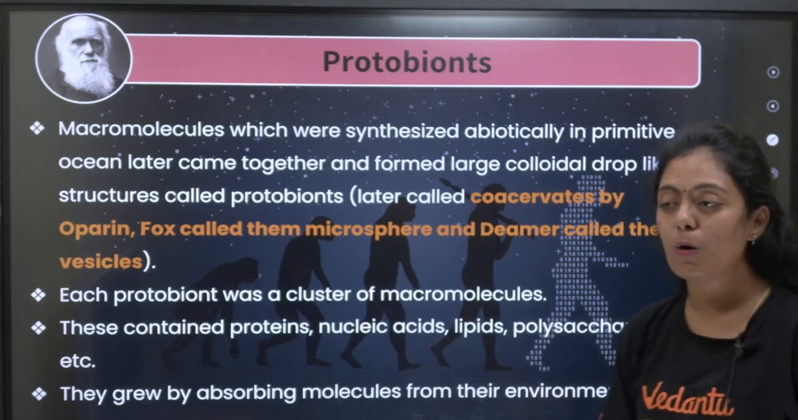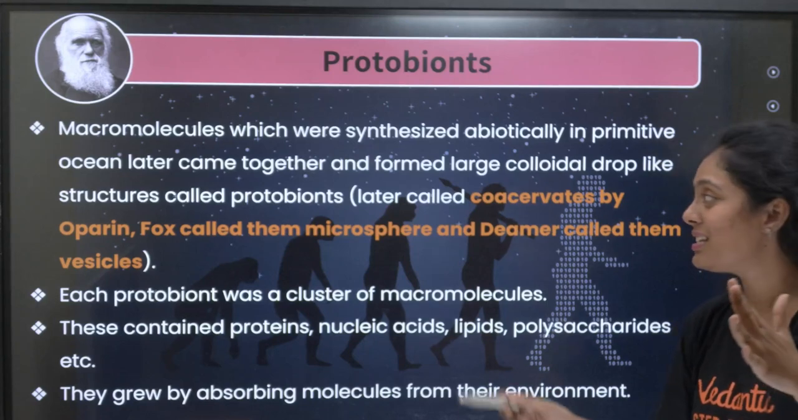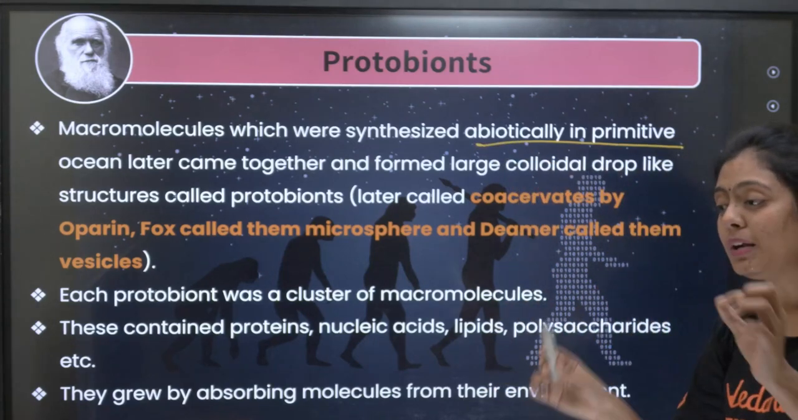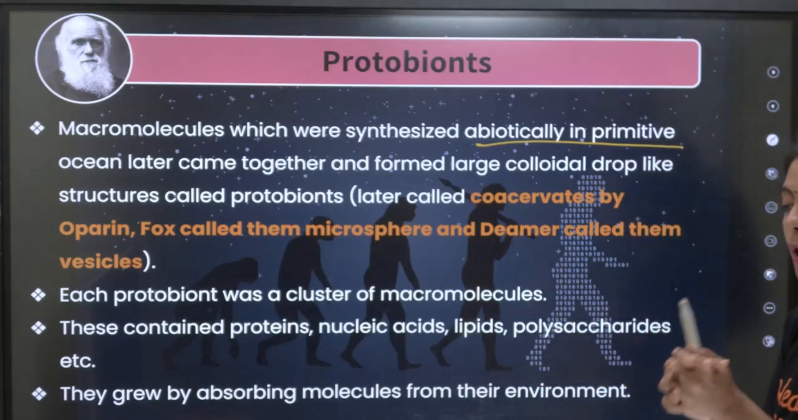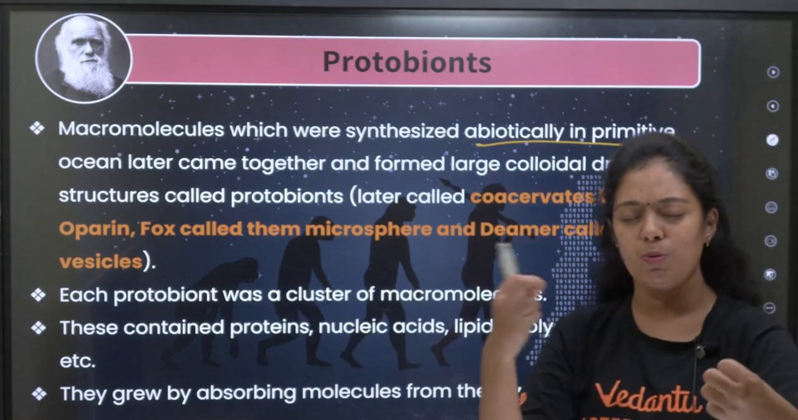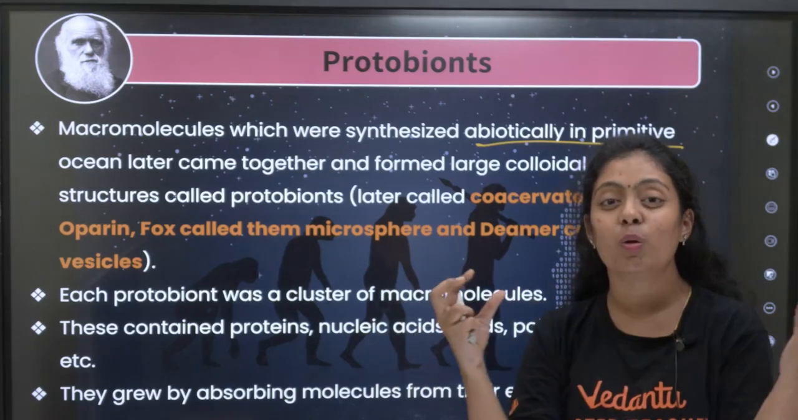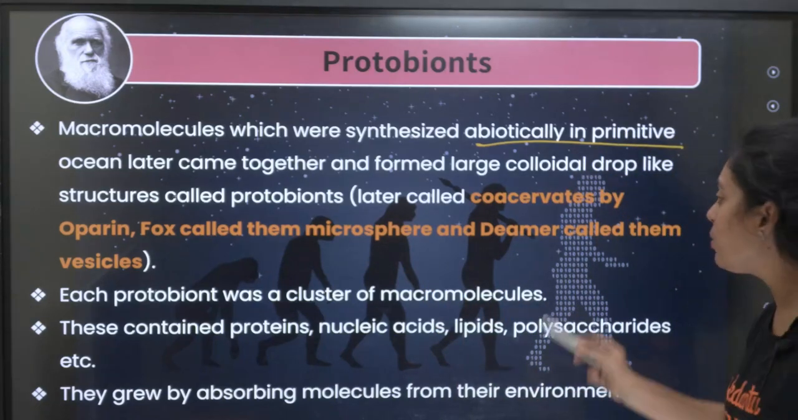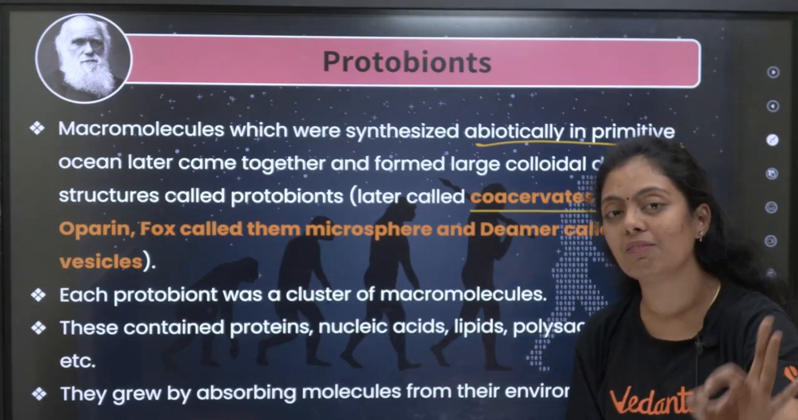Then we have protobionts. You have already studied it, right? So macromolecules which were synthesized abiotically in the primitive ocean came together, okay, and formed large colloidal droplet-like structures called protobionts. All your macromolecules, lipids, proteins, nucleic acids, they all formed aggregations. And this was later called coacervates, okay. Coacervates is very, very important.